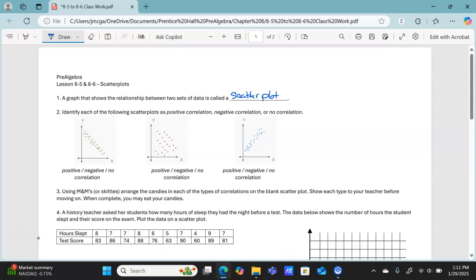So in number 1 here, this is a scatter plot. And then number 2, in order to find the answers for those, look on page 425 in your textbook and you'll see pictures of a positive correlation where it goes up and to the right, a negative correlation where it goes down to the right, and then no correlation where they're just kind of spread out. So look at the pictures on page 425 and then in number 2, circle positive, negative, or no.